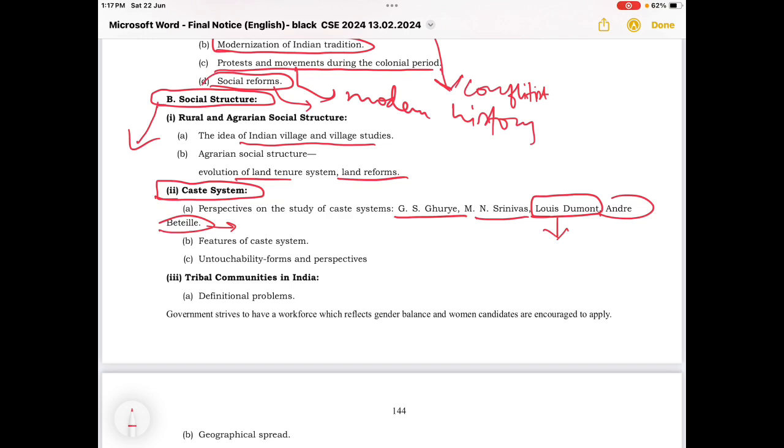Now here we will also read about the features of the caste system. There are different kinds of features, and how caste systems are different today. In traditional society, caste systems were working in a very different manner, but today, due to urbanization, modernization, reform in the agriculture sector, and commercialization of agriculture, the forms have changed.